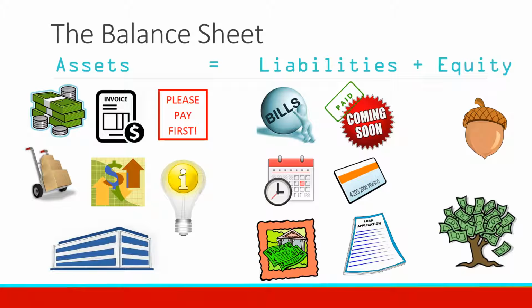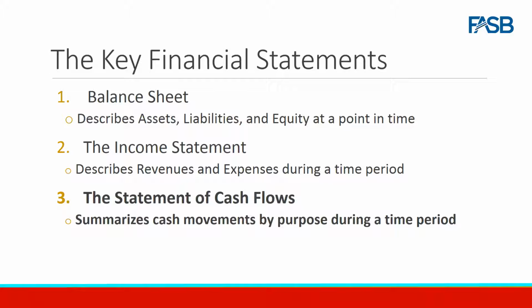The assets are the things we own of value. The liabilities are the obligations and debts we have to others, and the equity is the contribution of resources made by the owners of the firm. In a future video, we will look at the third statement, the statement of cash flows. Its goal is to summarize the cash movements by purpose during a period of time.